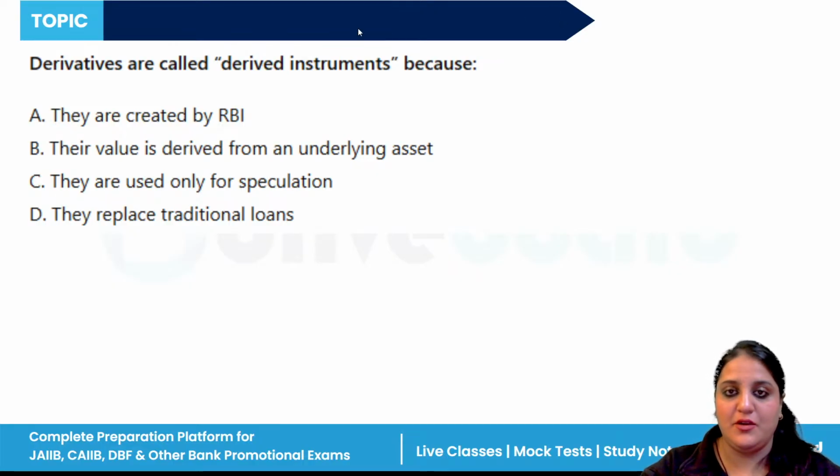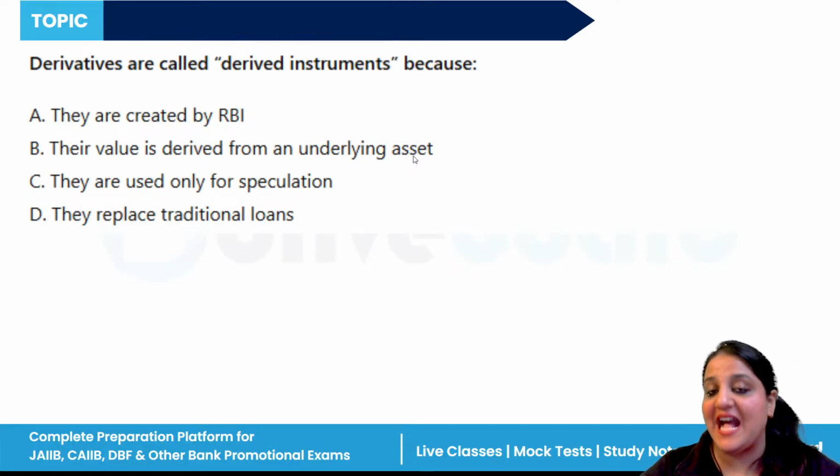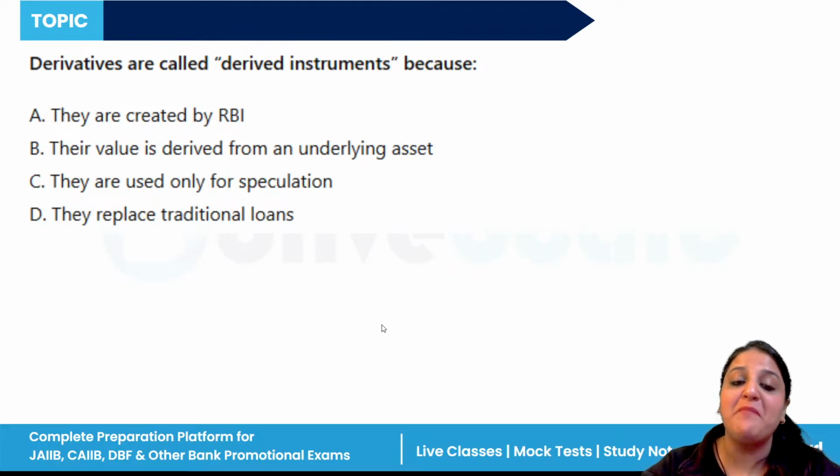What is the answer according to you? Now you are clear with the term derivatives. Very simple answer is there. They are called derived instruments because their value is derived from the value of an underlying asset. Underlying asset means the price of a derivative depends on the performance of an underlying entity such as stocks, bonds, commodities, currencies, interest rates, or market indices.